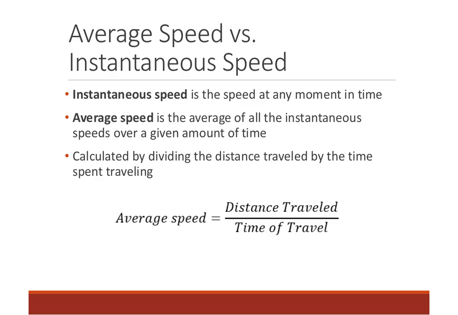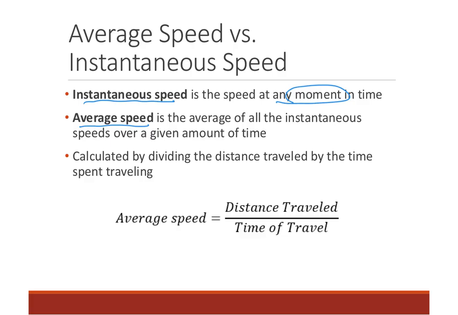So when we're talking about speed, sometimes we want to be talking about the instantaneous speed, which is the speed at a moment in time. So any one particular moment, right now, this is the speed that's happening. But really, more practically, most of the time when we're talking about speed, we're talking about average speed, which is the average of all the instantaneous speeds over a certain amount of time.